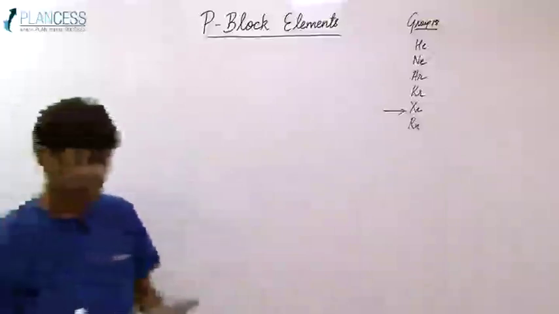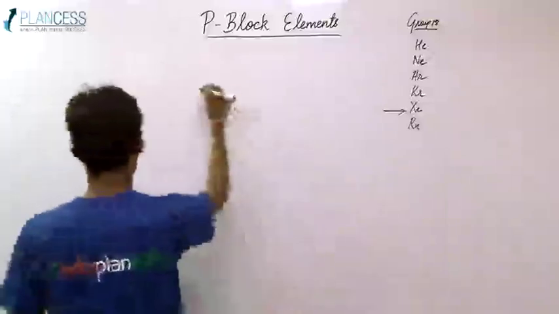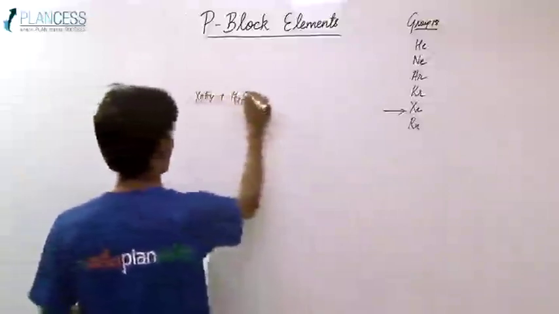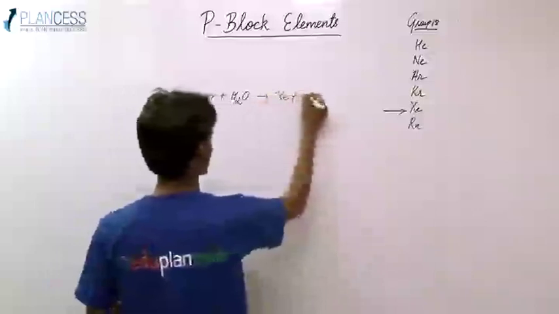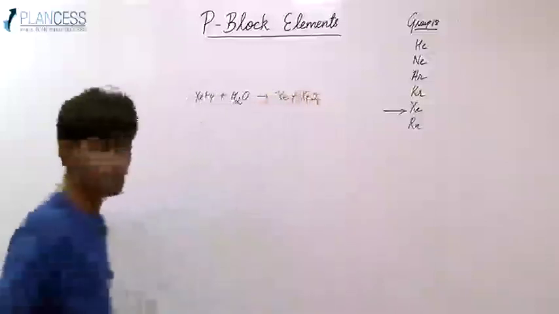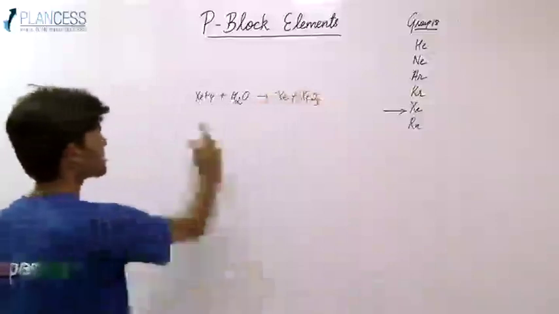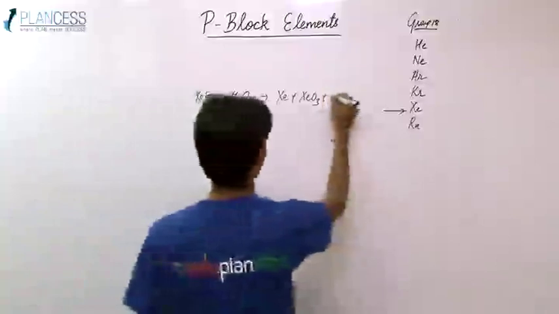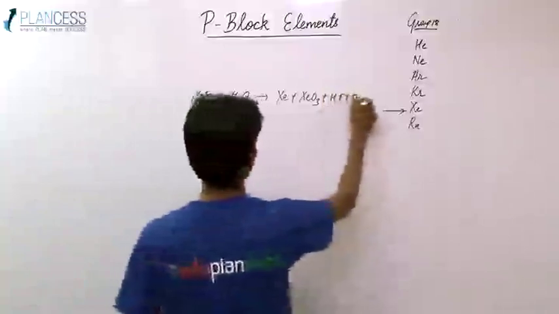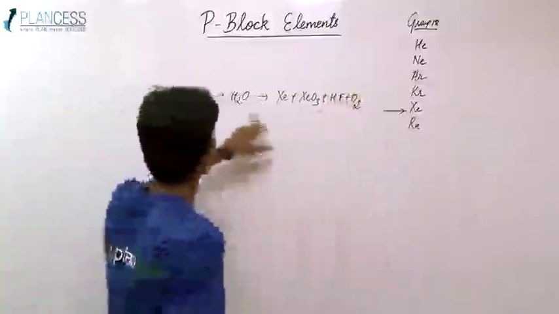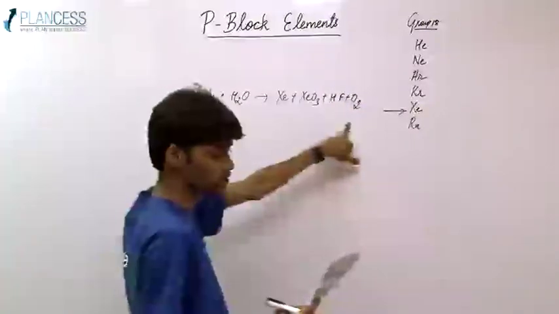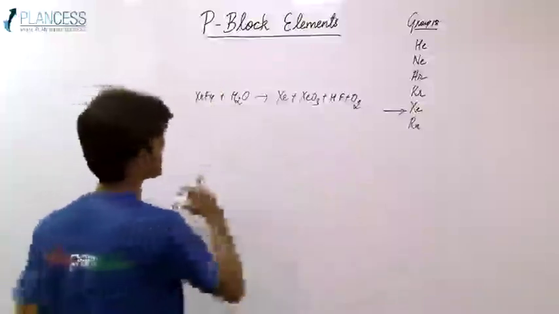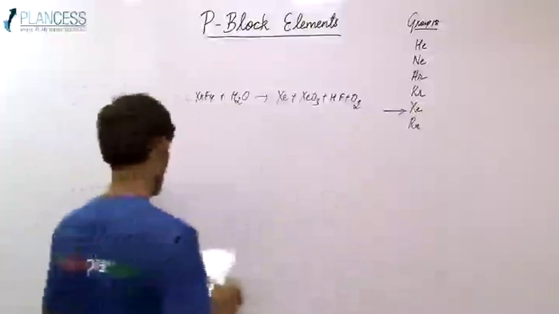Hydrolysis of XeF4 and XeF6 gives XeO3. That is, XeF4 when reacted with H2O gives xenon plus XeO3, so you can say it is a disproportionation reaction. Xenon from +4 oxidation state is going to 0 oxidation state and +6 oxidation state. Along with it, HF and oxygen are also produced. Oxygen also is getting involved, because oxygen from -2 oxidation state is going to 0 oxidation state. So there are two atoms which are getting oxidized and one atom which is getting reduced.